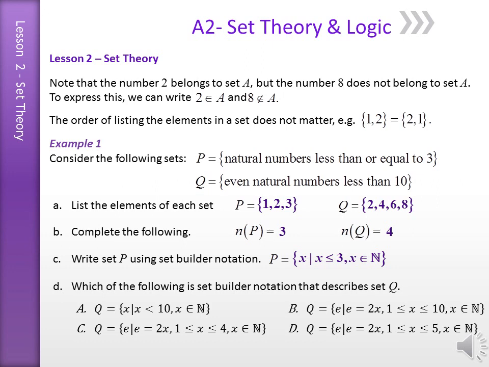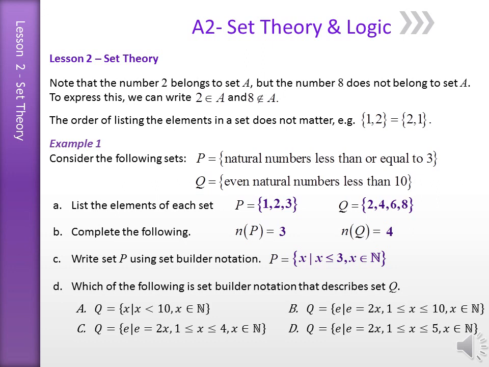Now, B, C, and D are quite a bit more complicated. We've got a few more restrictions here on what our elements can be. And if you notice now, we have two variables that we are using to describe this. So for part B, it's saying that Q consists of the elements E, such that E is equal to 2x, and that x has a value of 1 to 10, and x is a natural number.